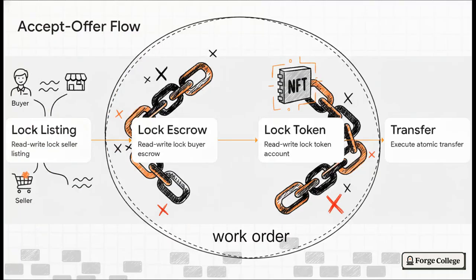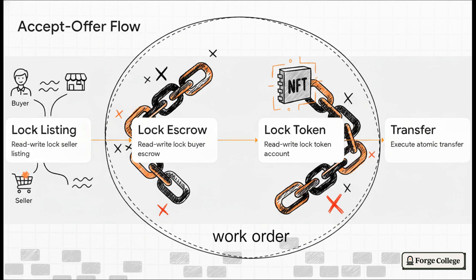So let's map out the accept offer transaction step by step. This is the moment a buyer actually purchases an NFT. We need incredibly strict atomicity here. First, we lock the seller's listing account as read-write. Second, we lock the buyer's escrow account as read-write. Third, we lock the actual token account as read-write. And finally, we execute the atomic transfer.